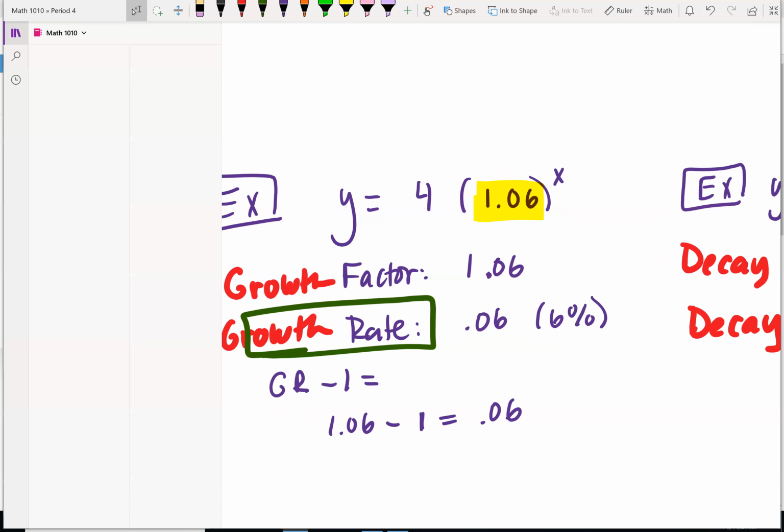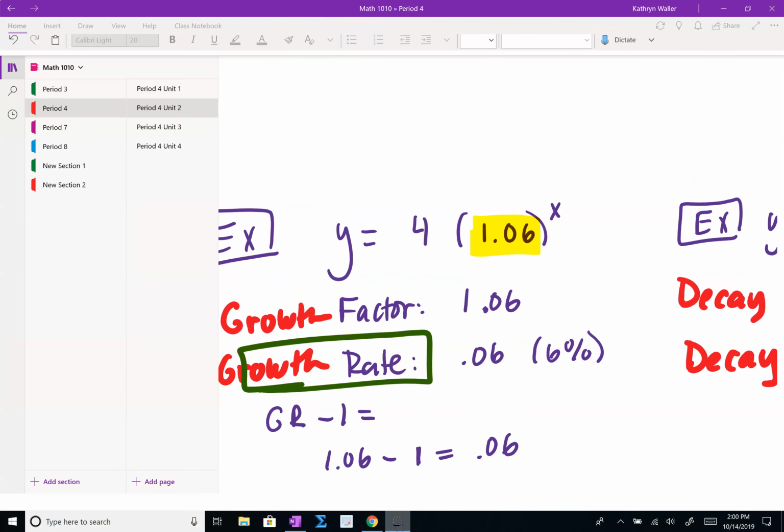Okay, so now we're going to do corrections. I feel like that was better than last period.